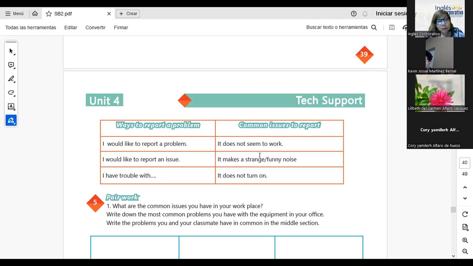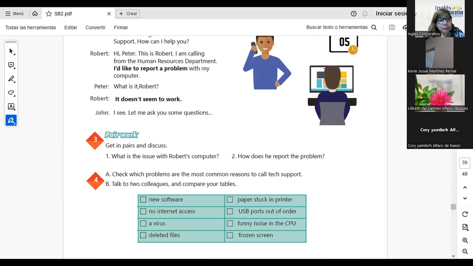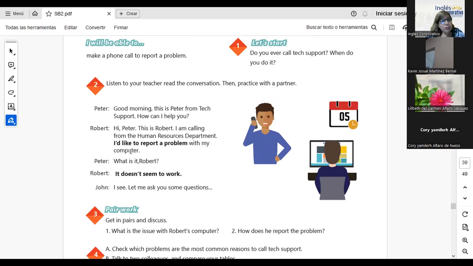Okay. Now, common issues. It does not seem to work. It makes a strange, funny noise. It does not turn on. Okay, it does not turn on is no enciende. Now let's look at the conversation. Here I would like to explain because here says I'd. It's a short form to say I would. In this case, you say me gustaría, right? I'd like to is me gustaría. I'd like to report a problem.